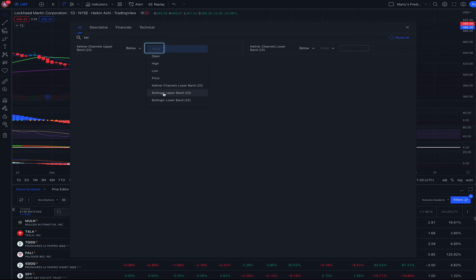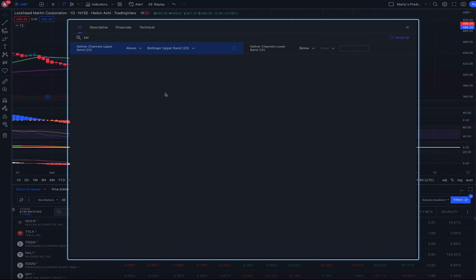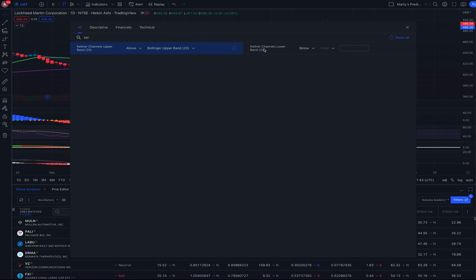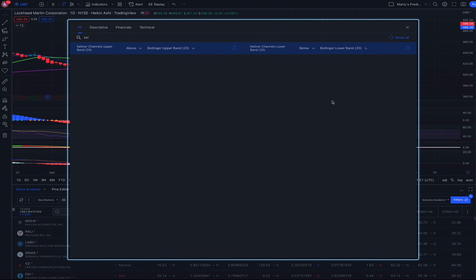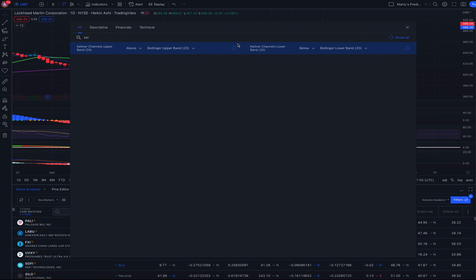So we want the Keltner upper channel to be above our Bollinger Band's upper band, okay? And we want the Keltner channel lower band to be below our lower Bollinger Band. So go ahead and make sure you set that up. And what you'll see is this filters down your matches. This was like 30,000 something before, now it's 24,000. Now that's still quite a few options. That's a bunch of stocks.